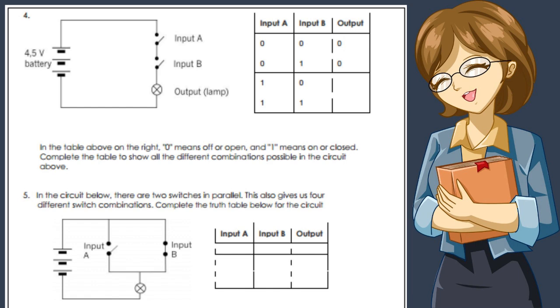5. In the circuit below, there are 2 switches in parallel. This also gives us 4 different switch combinations. Complete the truth table below for the circuit.